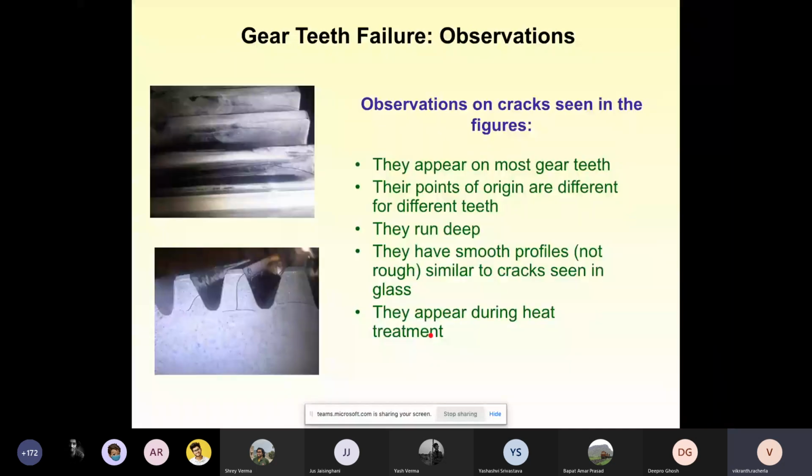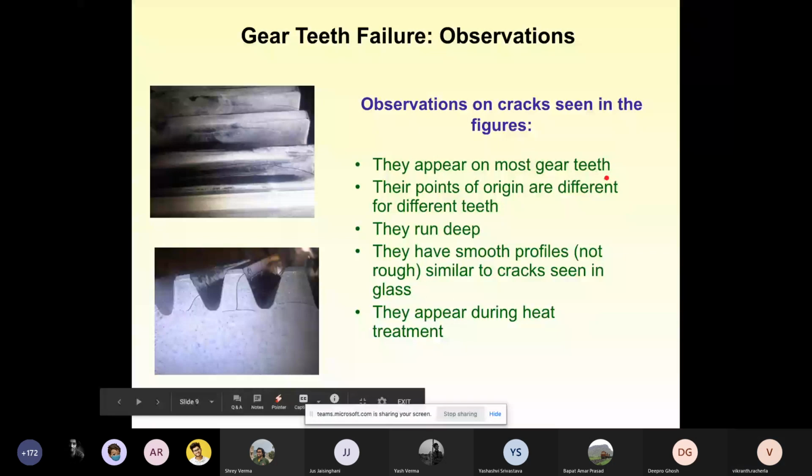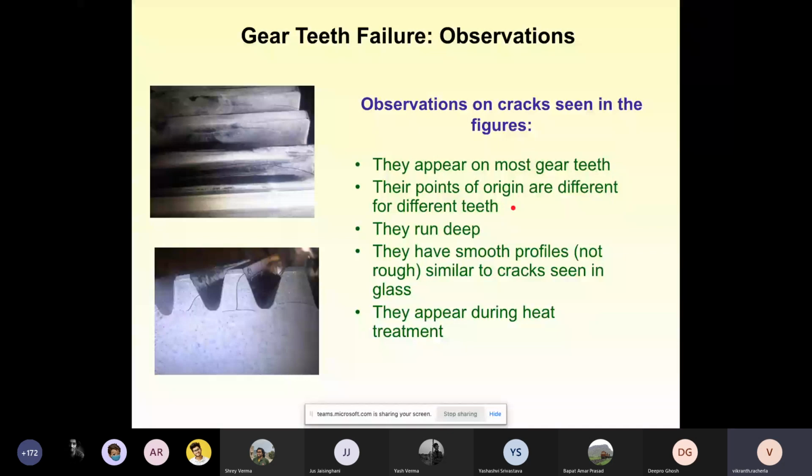Let us look at what happened in this application. First, the cracks appeared on most of the teeth. Then their points of origin are different for different teeth. It is not like they're all cracking from the same location. Next, the cracks are running deep, starting from here and coming until here. Then the cracks have smooth profiles. They are not excessively branching or oscillatory in nature. And they appeared during the heat treatment process.